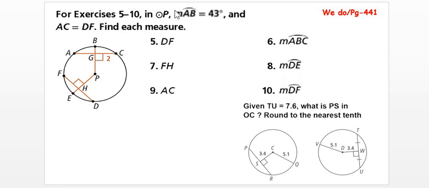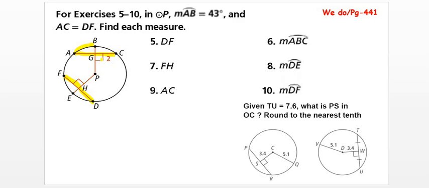For example, here they are saying in the circle P, arc AB is 43. So where is the arc AB? We have the arc AB over here. So this one is 43, right? And this one, AC, is equal to DF, right? Now what are they asking you in the questions? They are saying find each measure, how long is DF? Because AC and DF are equal.